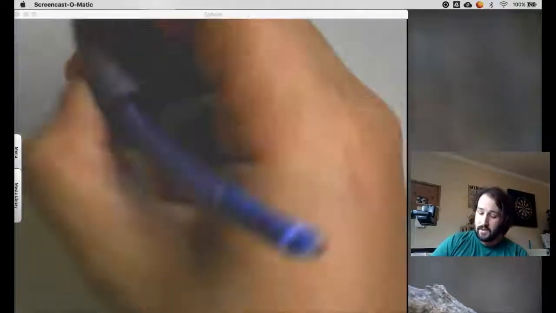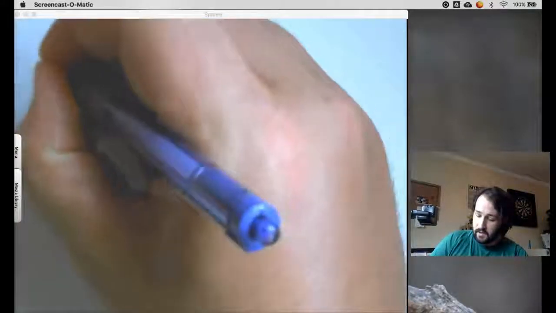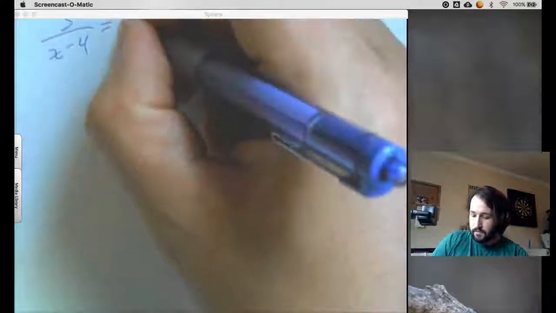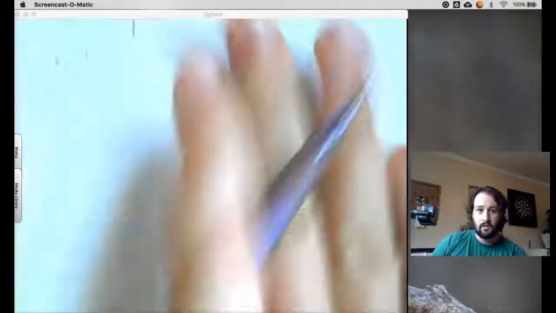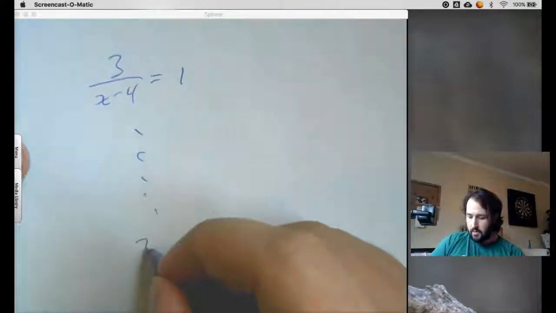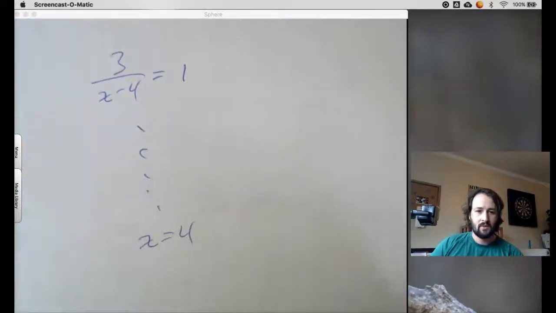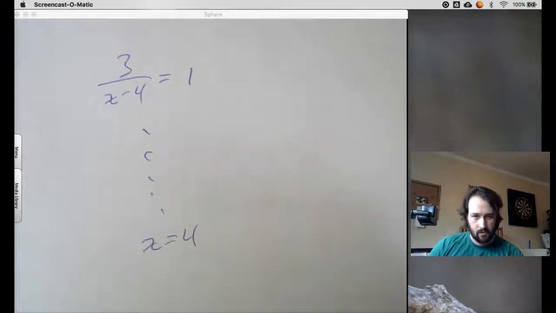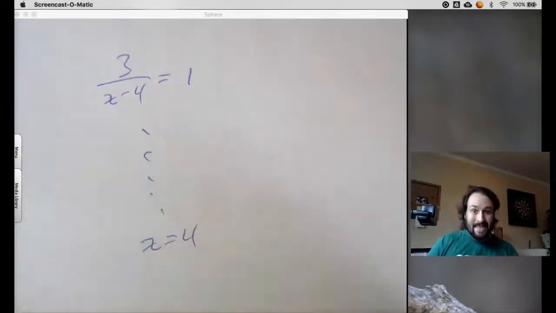Like for instance, if I have 3 over x minus 4 equals, I don't know, 1. I know there's going to be a solution. But after some random work, somehow we get an answer of x equals 4, which isn't right for this one. That's not correct for this one, but if I did, that's all I'm saying.